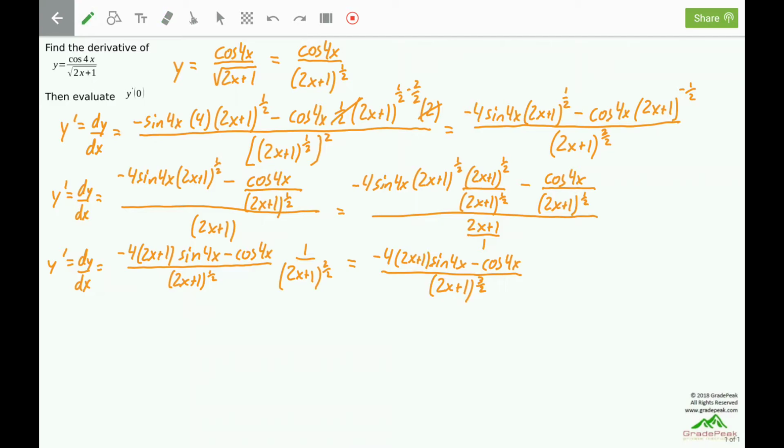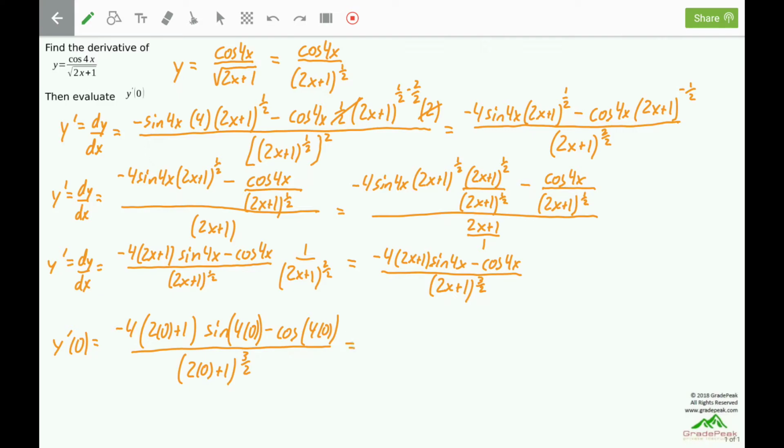The next thing to do is evaluate y prime of 0, which means to plug a 0 in for each of the x's. So y prime of 0 will equal negative 4 times 2 times 0 plus 1 times the sine of 4 times 0 minus the cosine of 4 times 0. And then all of this divided by 2 times 0 plus 1, and then all of that raised to the 3/2 power.